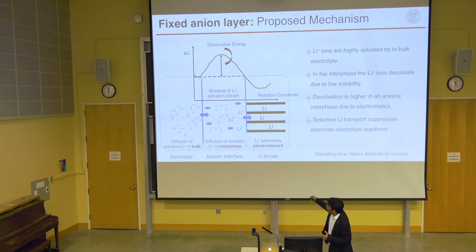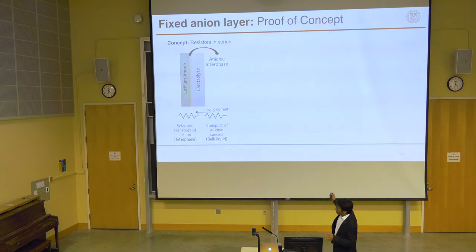And this desolvation would be higher if this interfacial layer is anionic in nature, and due to electrostatics, this desolvation would be higher. Right? So if you have a layer of anionic interface, the lithium ions can preferentially go towards the lithium metal, and solvent molecules won't be able to react with the lithium metal. So let's look at it in this way.